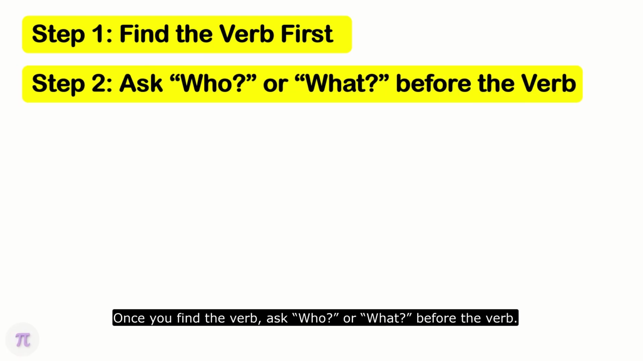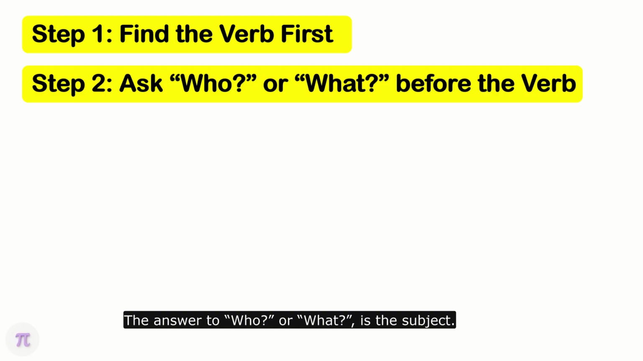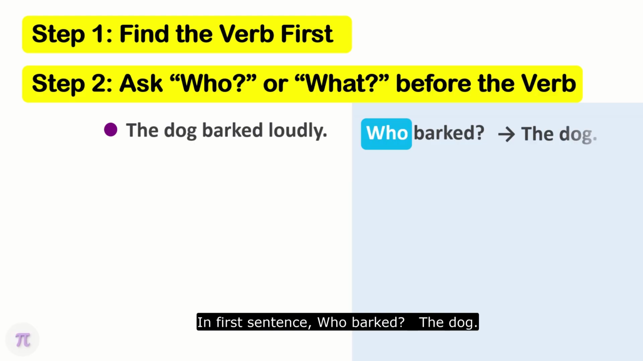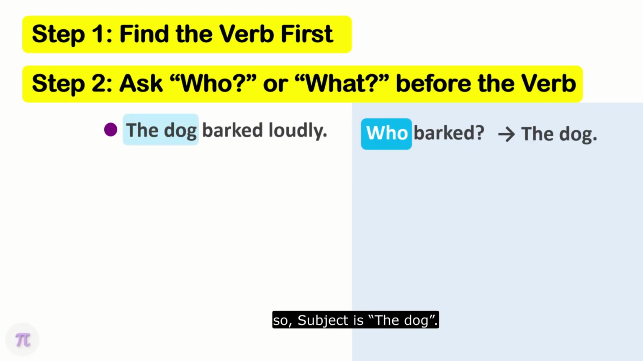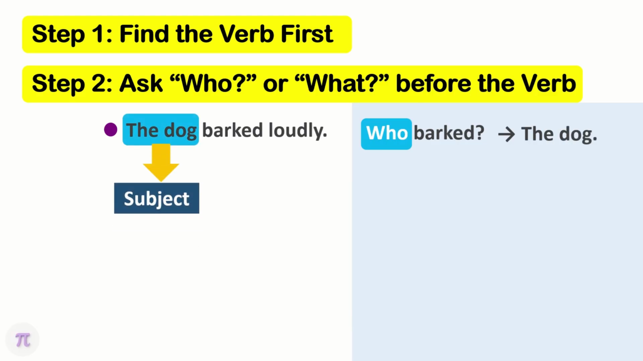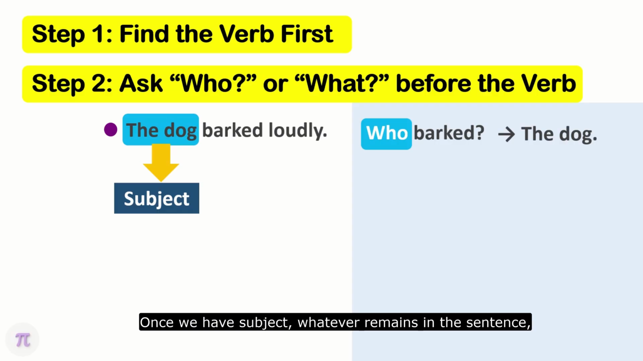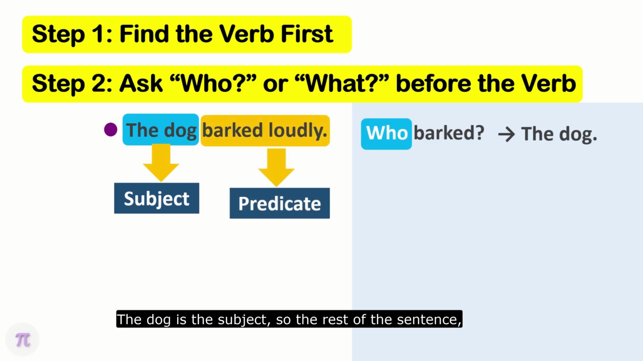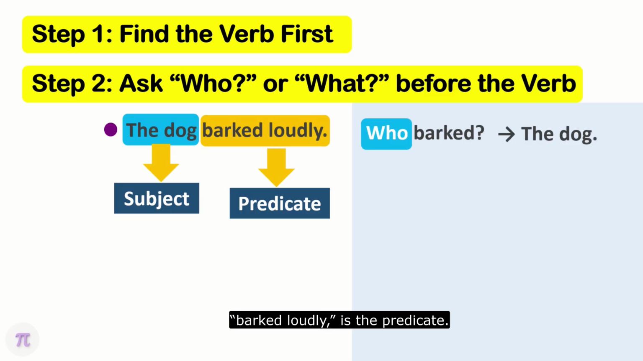Once you find the verb, ask who or what before the verb. The answer to who or what is the subject. In the first sentence, who barked? The dog. So, the subject is the dog. Once we have the subject, whatever remains in the sentence after the subject is the predicate. The dog is the subject, so the rest of the sentence, barked loudly, is the predicate.